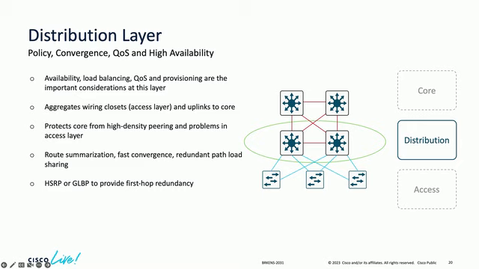Now, the distribution block is also about summarization. Not because of reducing the number of prefixes you have in the network, it's because of the convergence. Yaro will talk about how summarization can dramatically improve the overall network convergence. This is why we should apply summarization at the distribution layer.